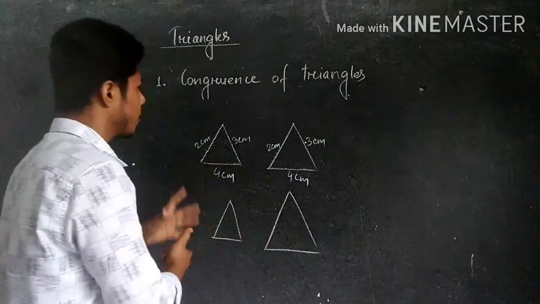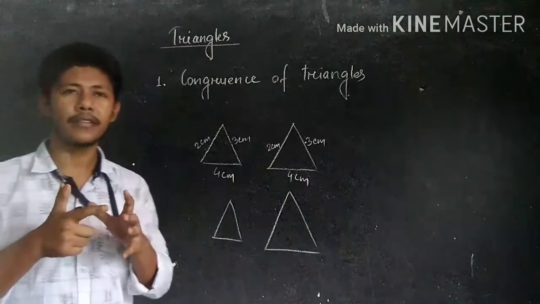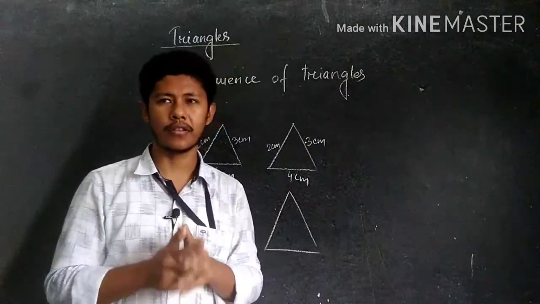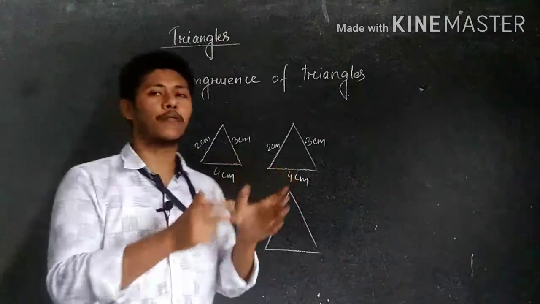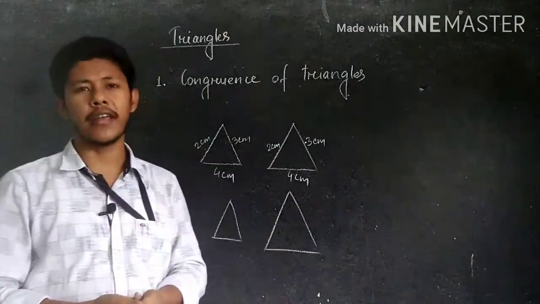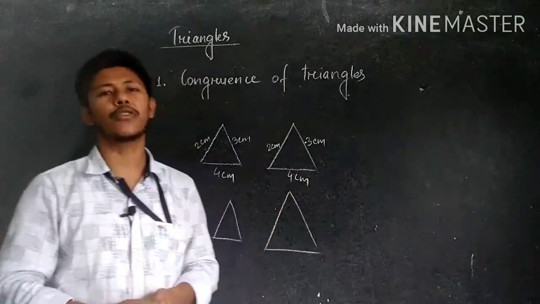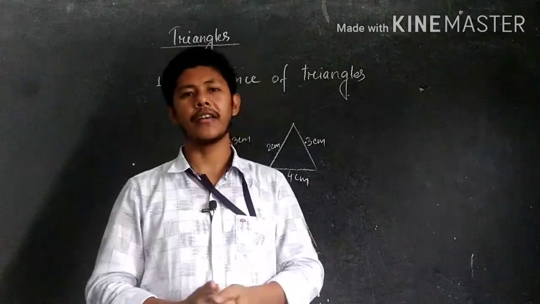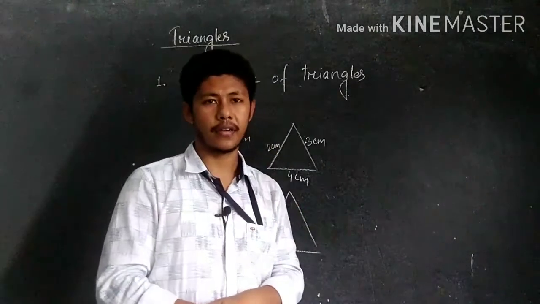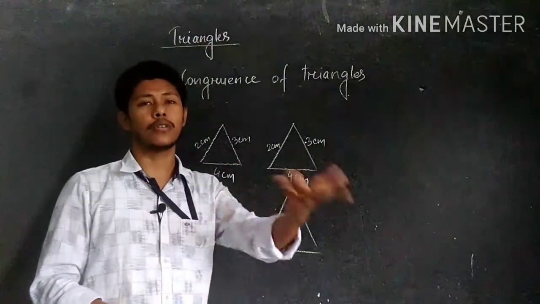If anyone asks you what is the congruence of triangles, we simply say: if their shape and size are the same, then two figures are congruent. This is not applicable only for triangles. It may be a circle, a rectangle or a quadrilateral, any shape. If two figures have the same shape and the same size, then we can say these two figures are congruent. Is it clear? I think all of you understood this. So this is the first topic, congruence of triangles. Is it clear?